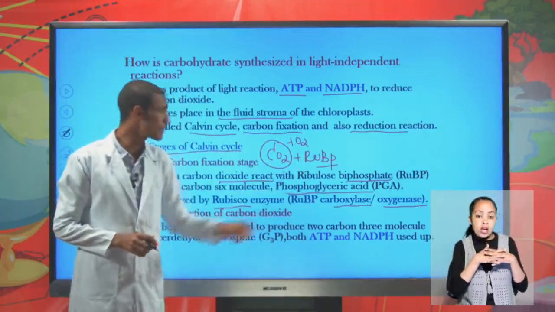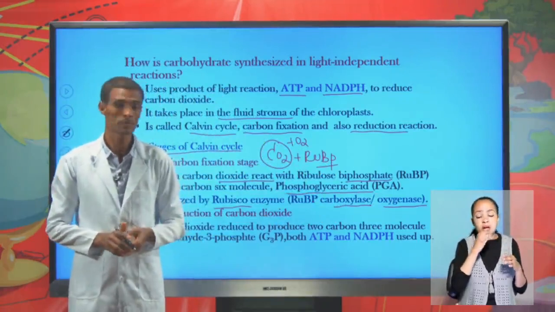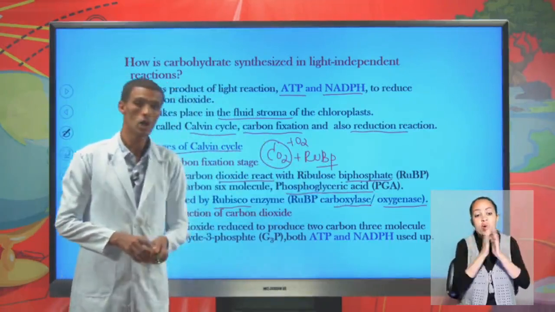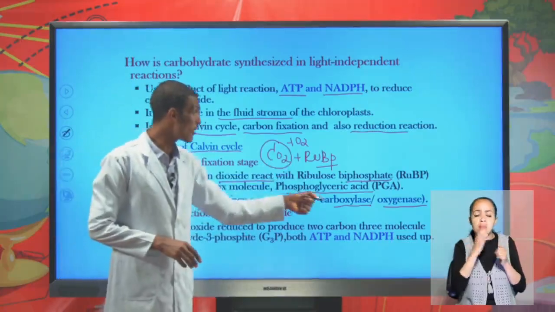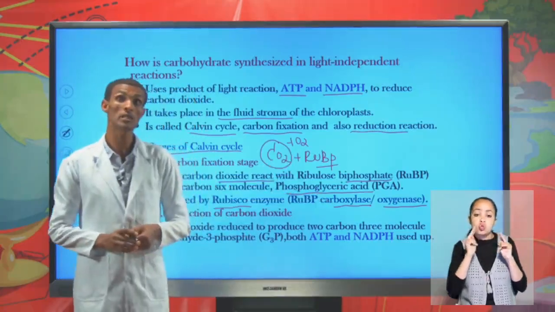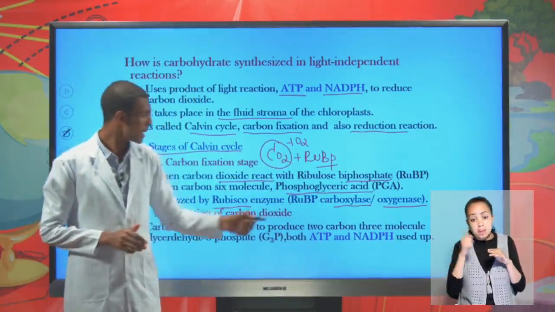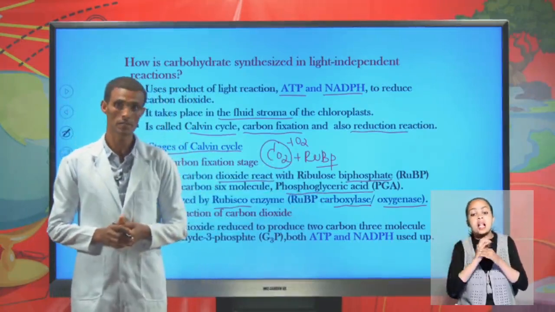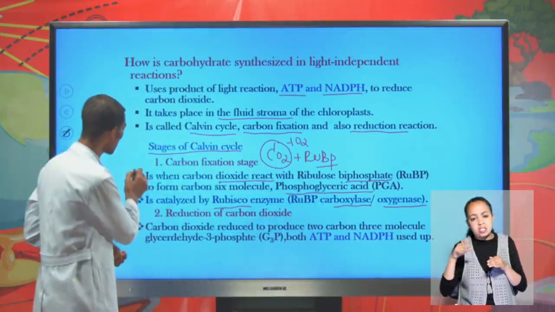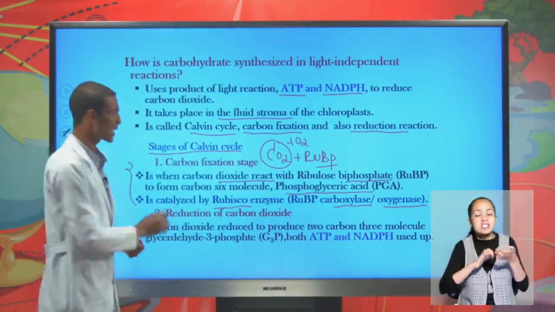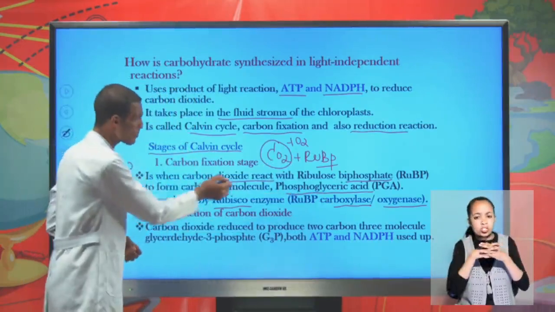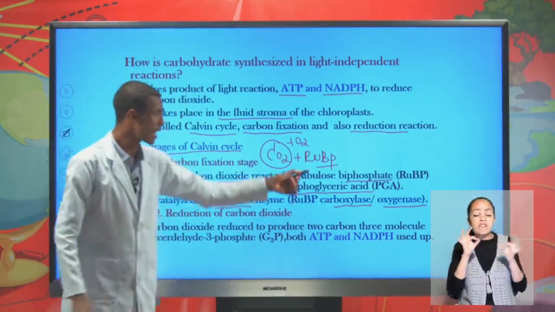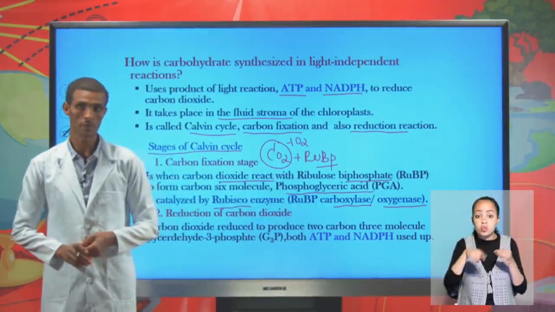When the concentration of carbon dioxide becomes below the optimum, it can react with oxygen. When the concentration of carbon dioxide is at its optimum, about 700 parts per million, it catalyzes the carboxylase reaction. So, fixation is an enzyme-catalyzed reaction, when carbon dioxide is fixed from the atmosphere, reacting with ribulose bisphosphate.